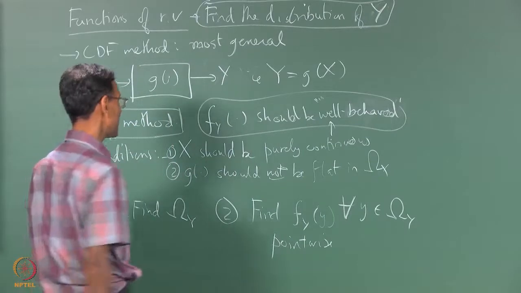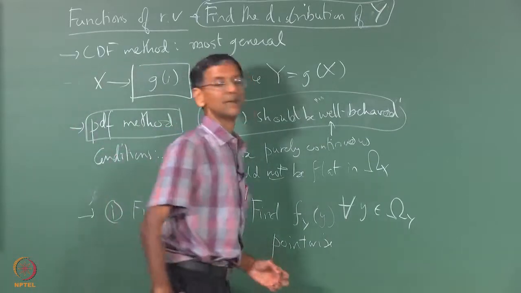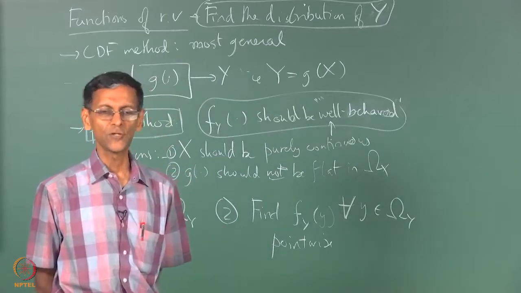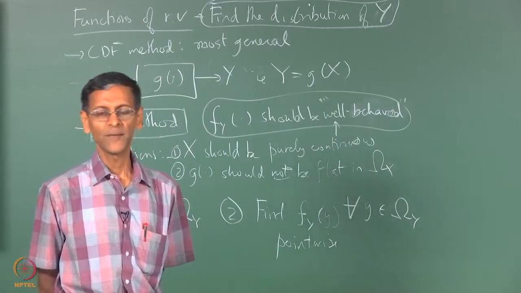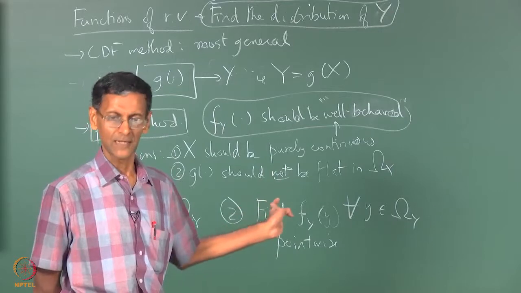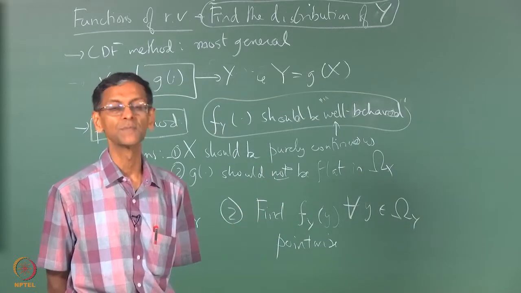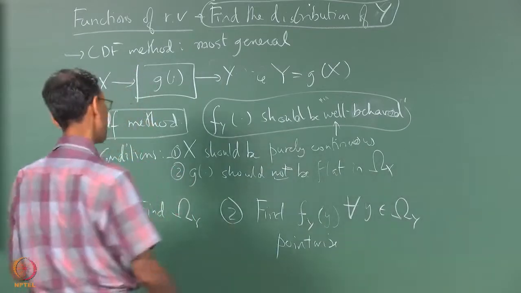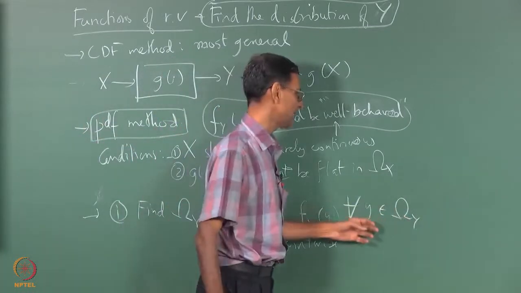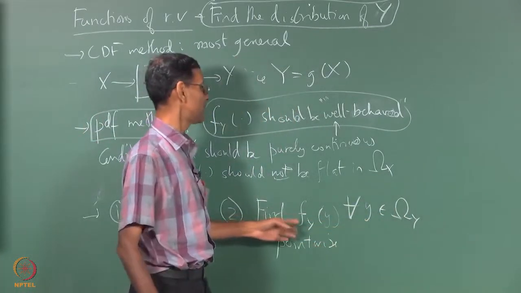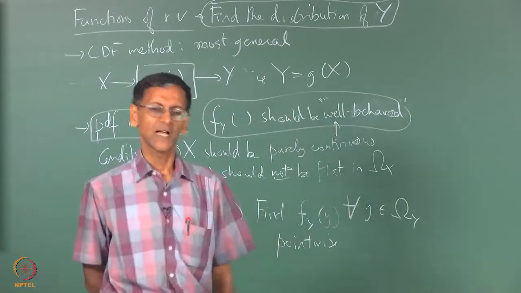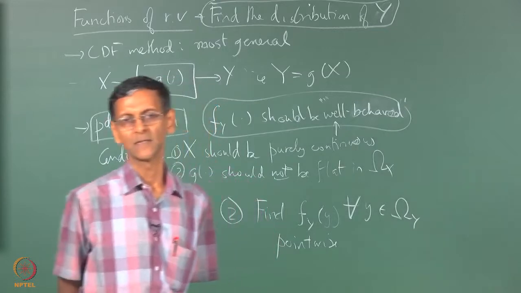And what is interesting here is that there could be a small number of points for which you cannot find Fy because of reasons that will become clear as we take up some examples, right. So, for some points in omega y, you may not be able to find one unique value of the PDF, but such points do not matter, right.